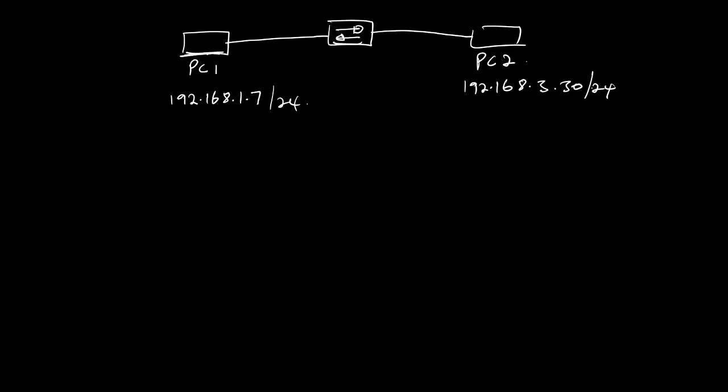You came here on PC1 and you say ping 192.168.3.30. Do you think your ping will be successful? It will not. Because we have attended this class, we can all see that because of the /24, this network is different from this network, isn't it?